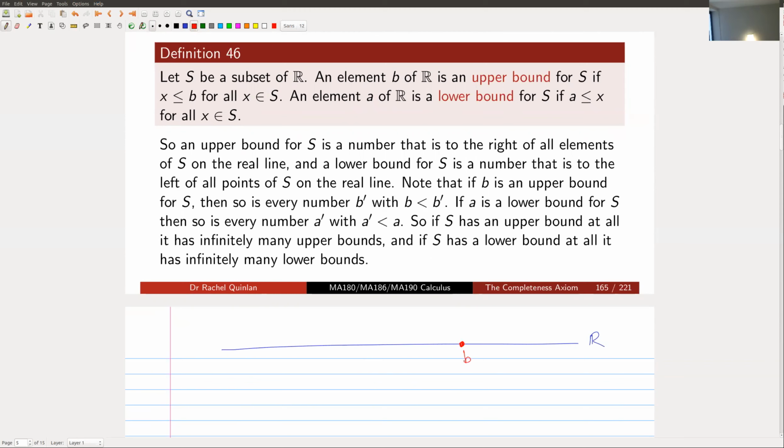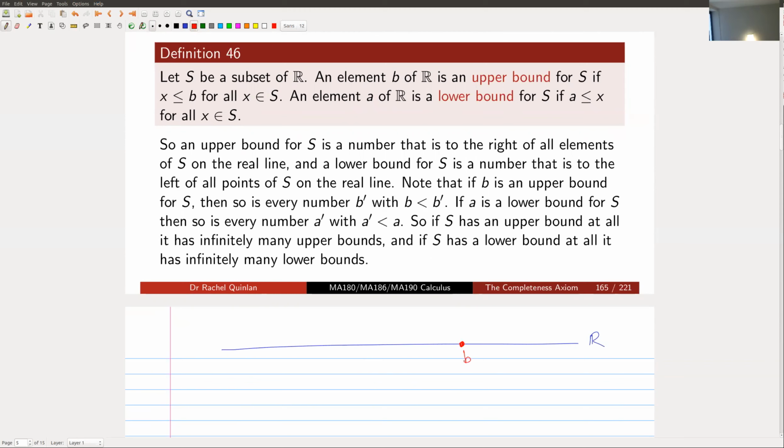So I'm going to draw the elements of S in green. Maybe they're spread out, maybe they're scattered around like this. Maybe they include some intervals, so maybe there are some chunks that are all colored green. Maybe B is there. Maybe there are some elements to the left of B that are there.